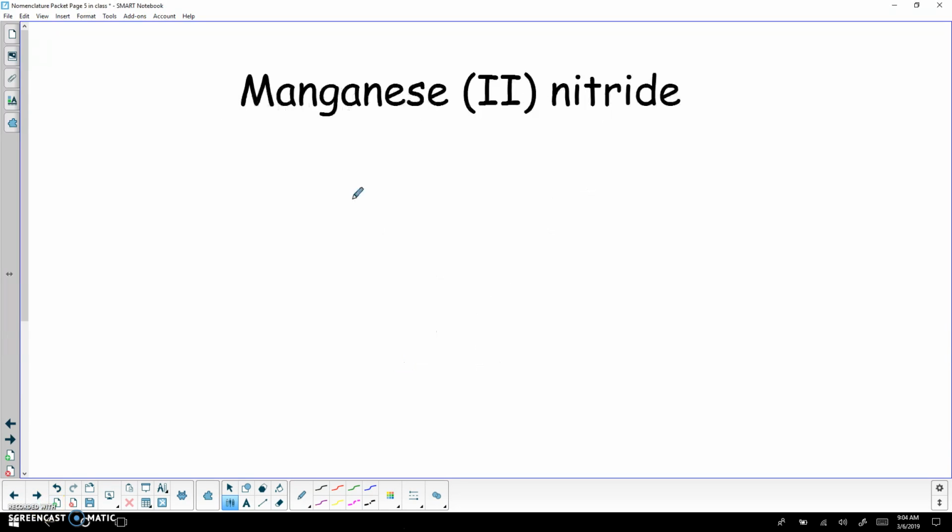Manganese 2 nitride, that tells me manganese's charge is 2 plus. Nitrogen is always 3 minus. So Mn3N2, the 2 goes down here, the 3 goes there.